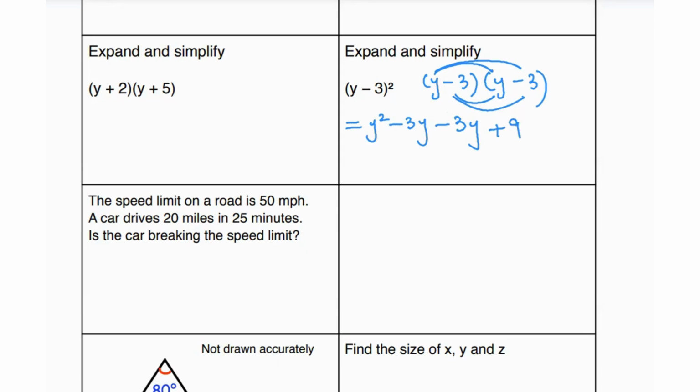Remember, when you're multiplying two negative integers, the answer is always positive. And when you're multiplying a negative with a positive integer, the answer is negative. So that's y squared minus 6y plus 9. That's your answer.